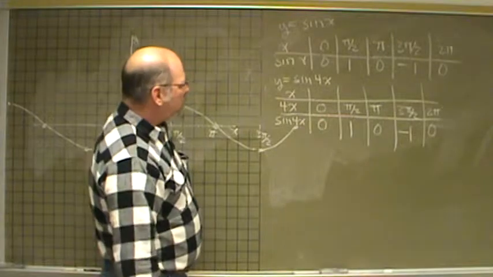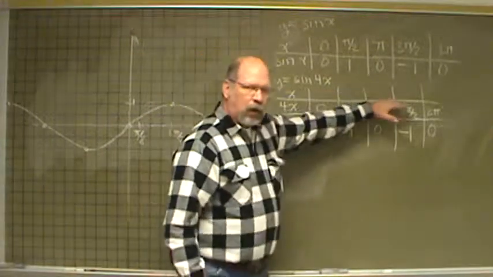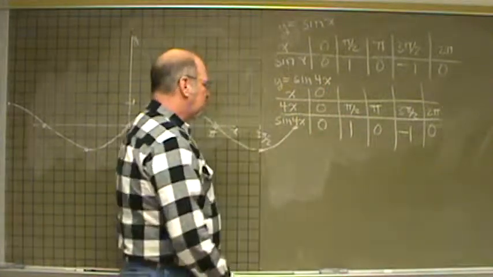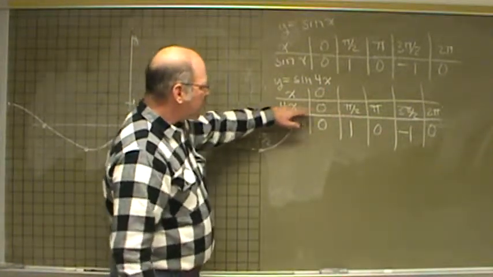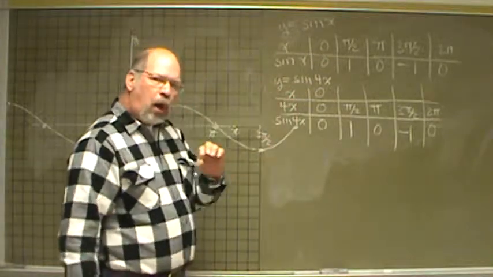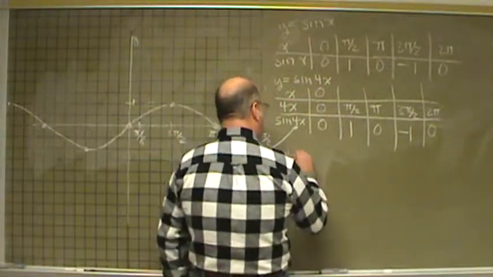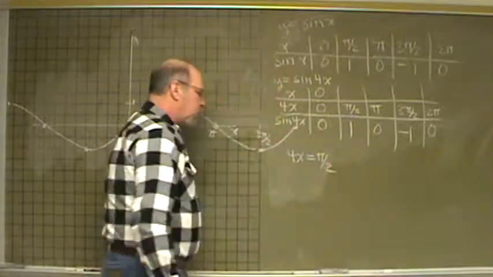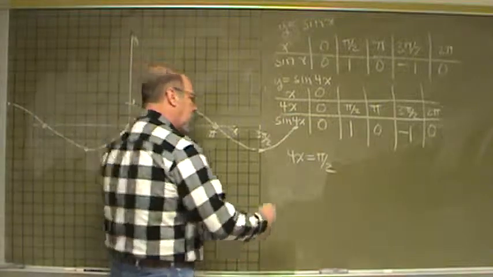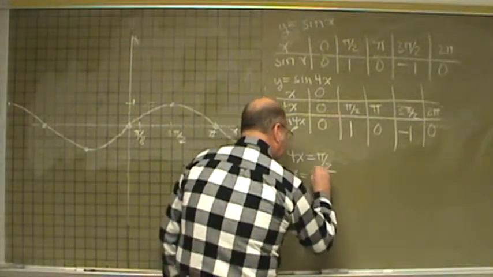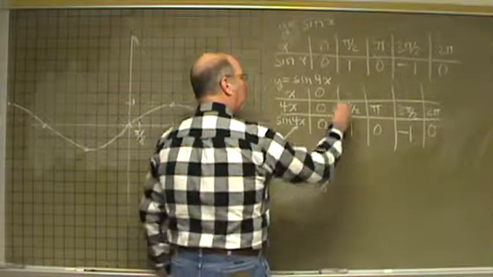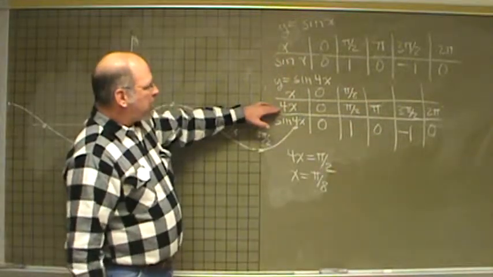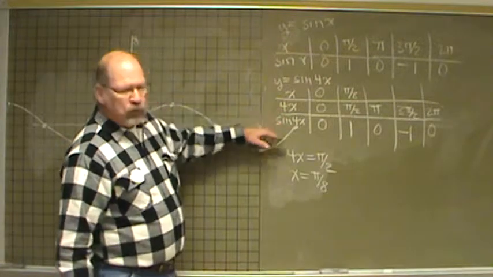All right, now the trick is figuring out what values of x. Well, first, at 0, there's no big deal, that's just 0. And if you stop and think about it, 4x equals 0, x has to equal 0. And that's the old trick to this. Take the equation 4x, you want it to be equal to pi over 2. Well, if I solve that equation for x, I get x equals pi over 8. So when x is pi over 8, 4x is pi over 2, and the sine of 4x is 1.